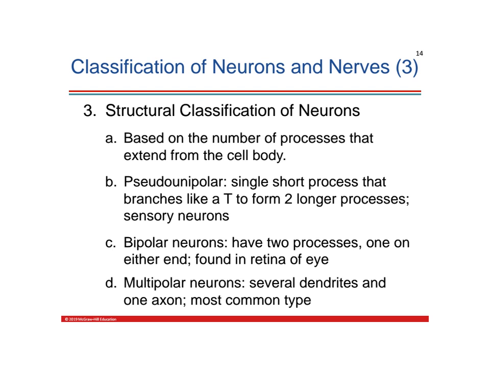So neurons are often classified based on their structure. One way to do this is based on the number of processes that extend from the cell body. In a pseudo-unipolar cell, you have a short process that branches to form a T to form two longer processes. An example of this would be the sensory neurons that we were talking about earlier. Another kind of neuron is the bipolar neuron. These have two processes, one on either end. An example of this is found in the retina, and I'll show a picture of this in a second.